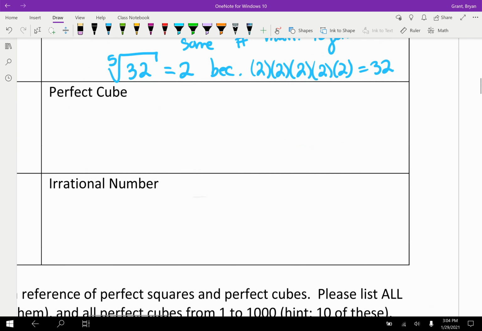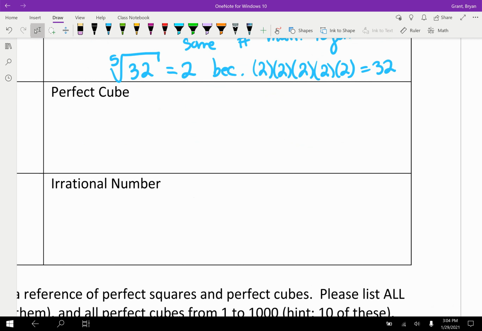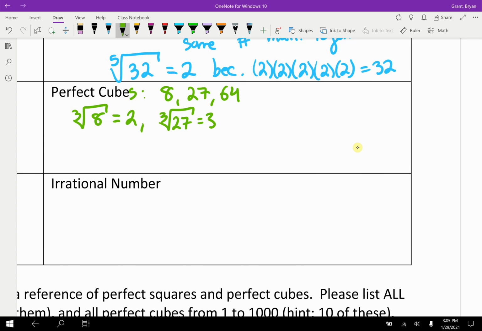Perfect cubes, same idea. Numbers where when you take the cube root, you get a nice answer are perfect cubes. So let's list a few of these. Let's try 8. Okay. Let's also do 27. And then let's maybe do one more. Let's do the one we did before, 64. Why are those perfect cubes? Because the cube root of 8 is 2. The cube root of 27 is 3. 3 times 3 times 3 is 27. And the cube root of 64 is 4. 4 times 4 times 4 is 64. What's something that's not a perfect cube?